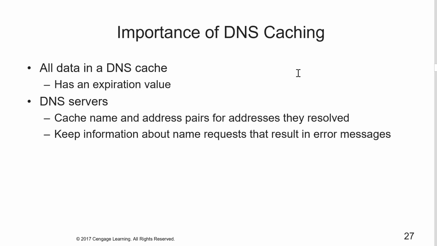So the importance of DNS caching. Every piece of data in a DNS cache has an expiration value. DNS servers cache name and address pairs for addresses they've resolved, and they keep information about name requests that result in error messages.